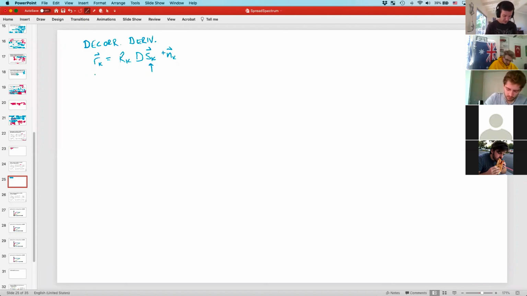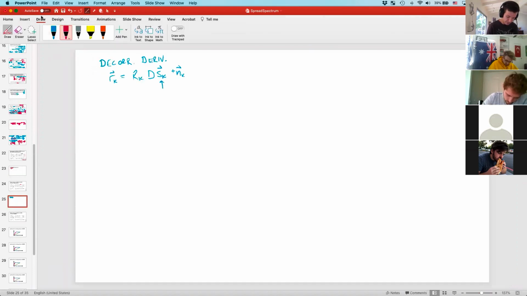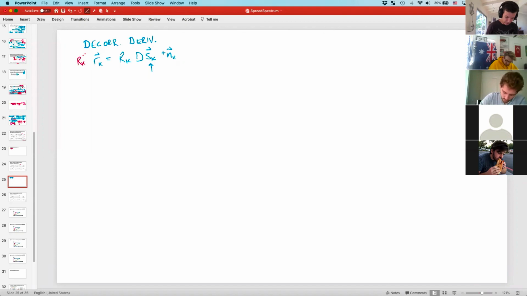So what would that mean? That would mean multiplying both sides by RK inverse. So let me use another color. So let's put RK inverse on the left, and then RK inverse on the right of the equal sign. And then maybe D inverse on the left, and then maybe D inverse on the right of the equal sign. And what does that leave us with? It leaves us with SK plus D inverse RK inverse NK equals D inverse RK inverse RK.